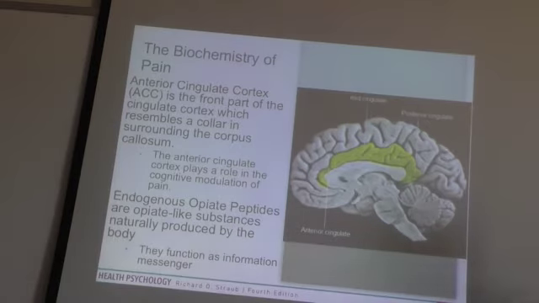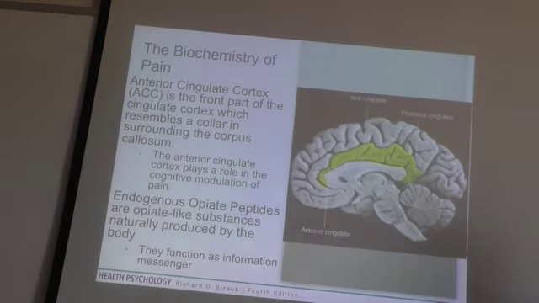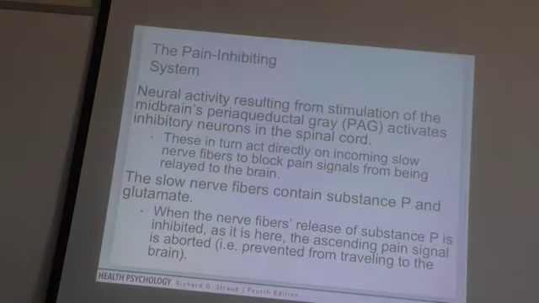The anterior cingulate cortex plays a role in the cognitive modulation of pain. Endogenous opiate peptides are opiate-like substances naturally produced by the body. They function as information messengers, and they are what tell us to be in pain or not to be in pain. Neural activity resulting from stimulation of the midbrain's periaqueductal gray region activates inhibitory neurons in the spinal cord. These in turn act directly on incoming slow nerve fibers to block pain signals from being relayed to the brain.